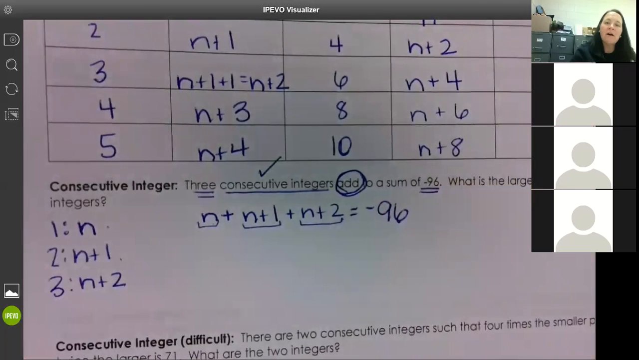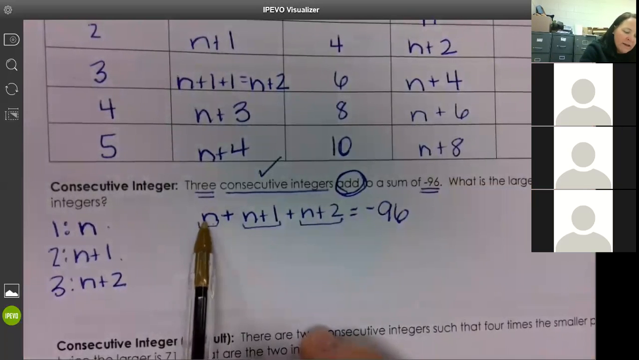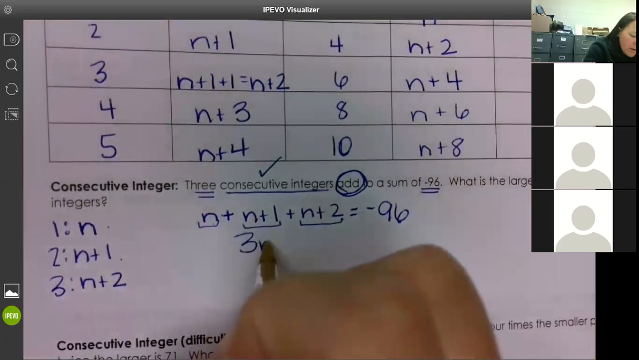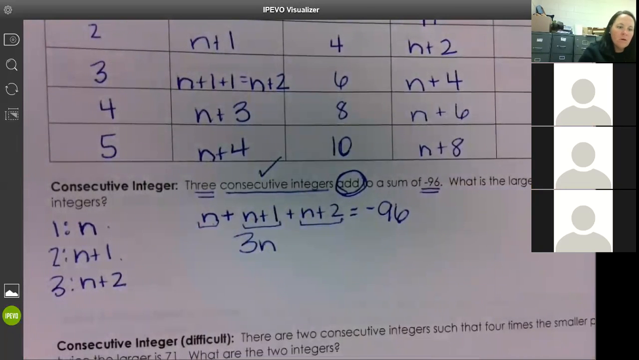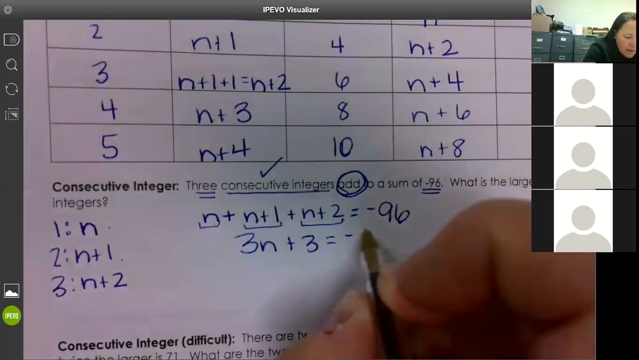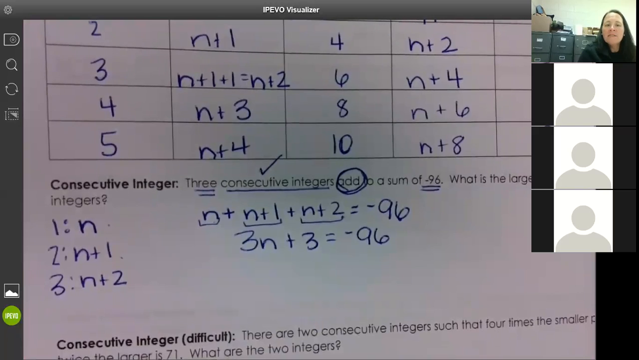And now it's just like the other day, okay? Everything is building on itself. So I have 3 n's, but I can't have 3 n's on the same side, so I'm going to put them together. So 1 n plus 1 n plus 1 n is 3 n. What is 1 plus 2? 3. Equals -96. Now we're back to day 1. How do I solve this?